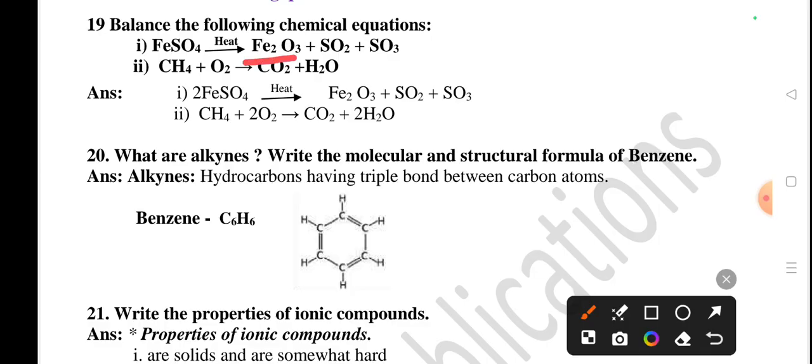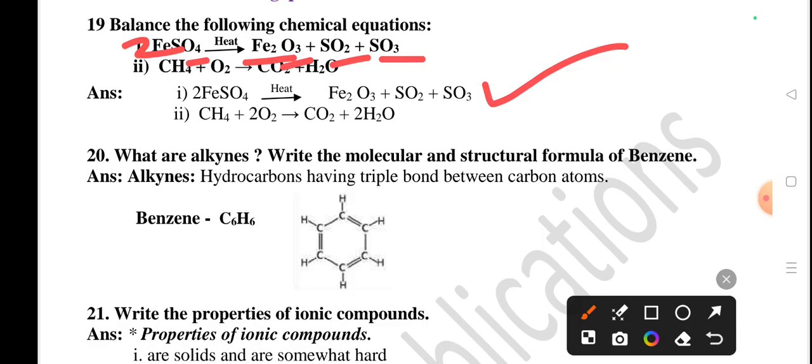Here Fe2 is there, that's why we have to take 2 here to balance this one. 2 fours, oxygen 8 occurred, then here 3 are there, here 3 twos. Okay, the remaining things are balanced.